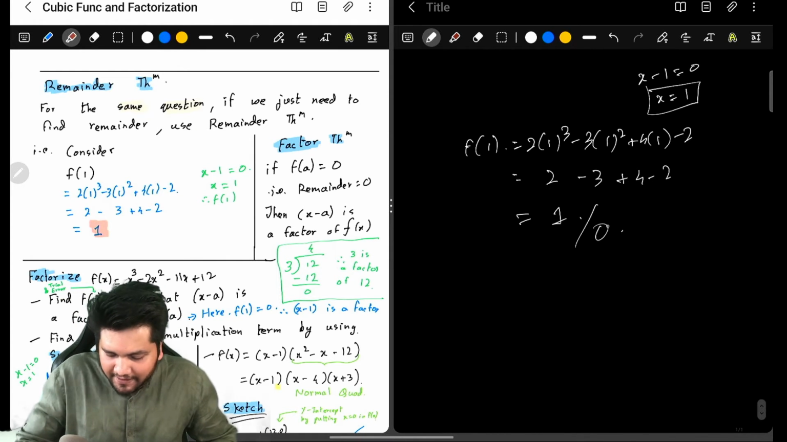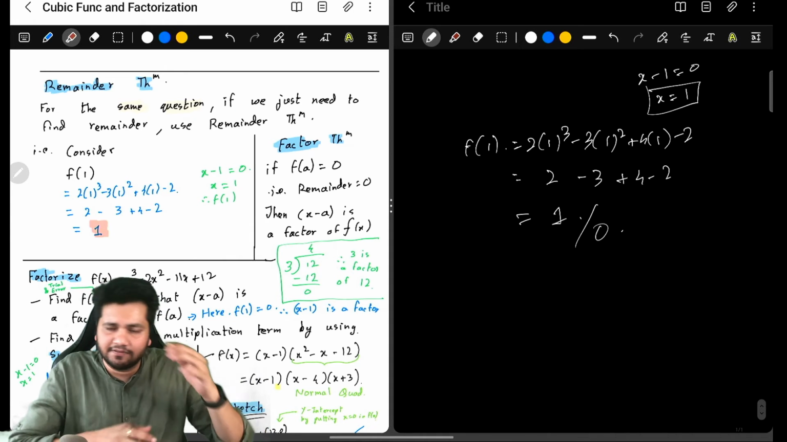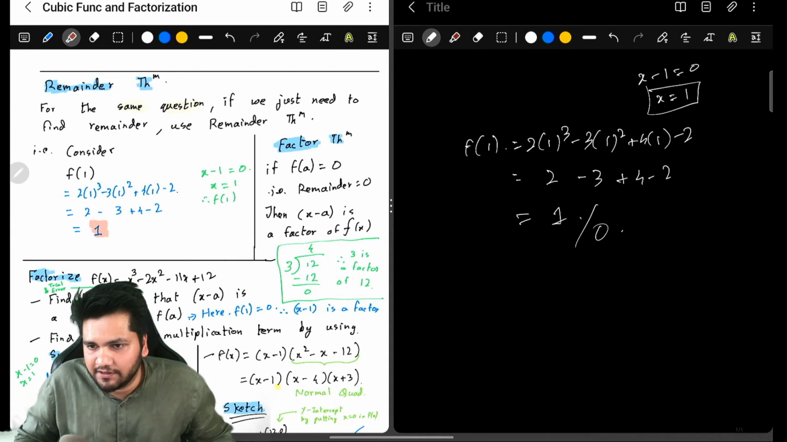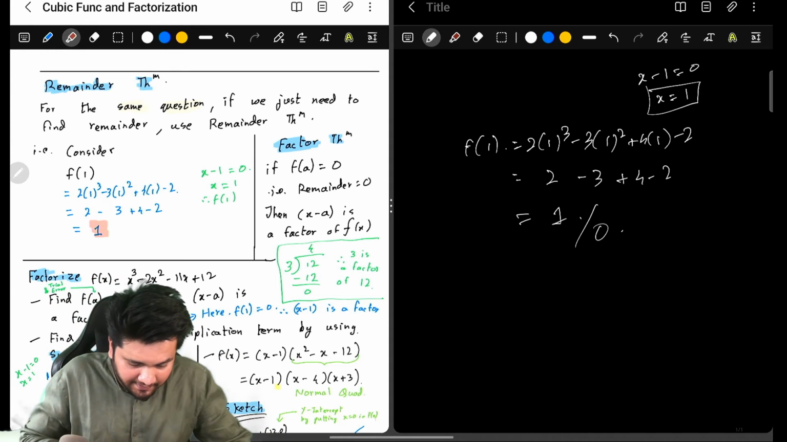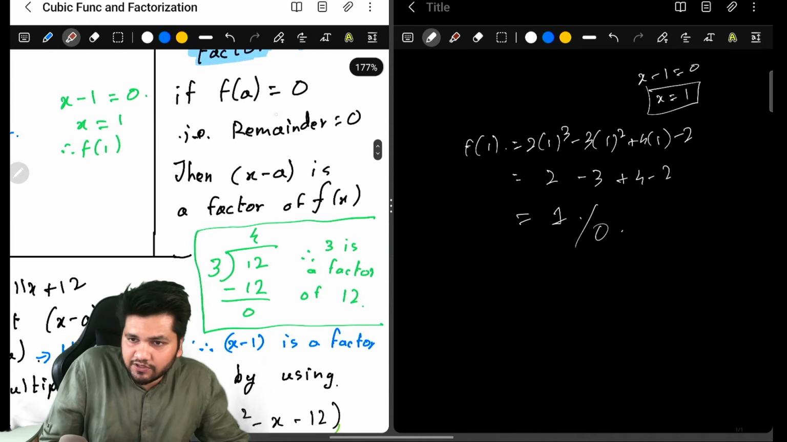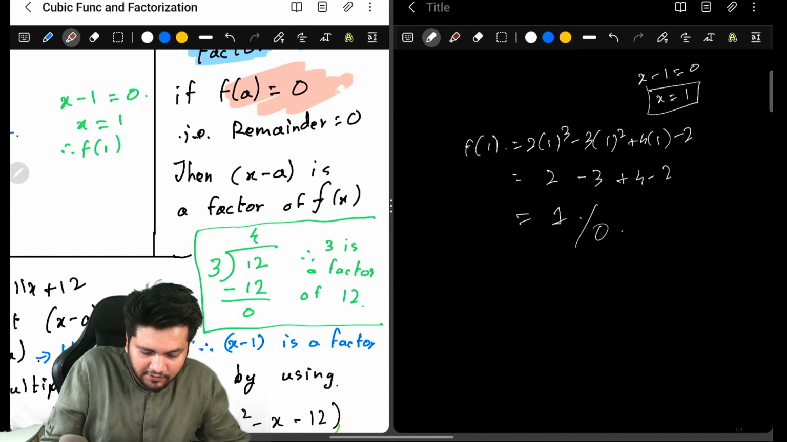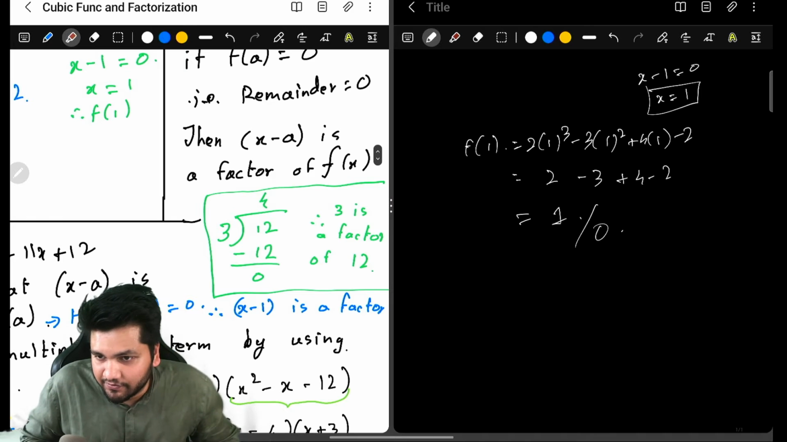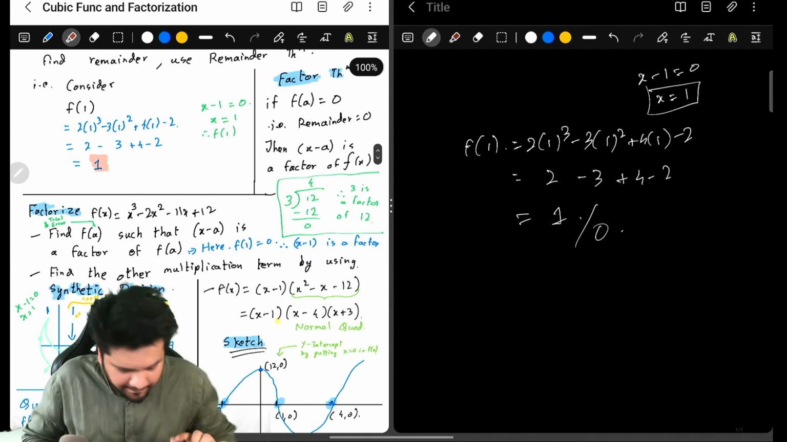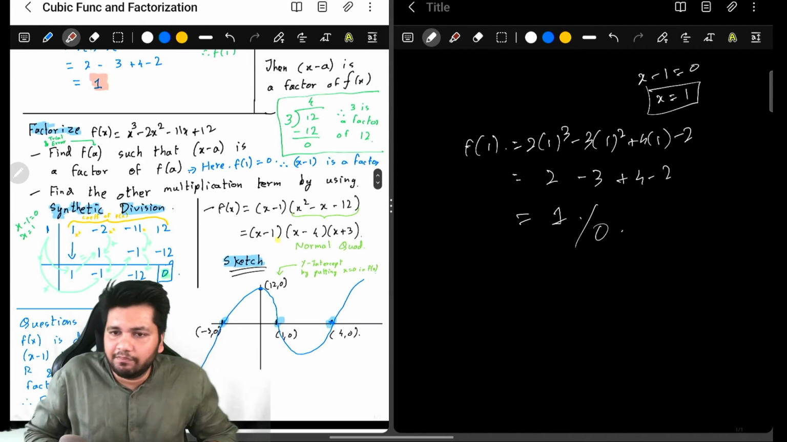Similarly, in polynomials, if I get 0 as the remainder, then that x minus 1, x plus 2, whatever it is, is going to be a factor. Remember, if f of a is equal to 0, that is, the remainder is 0, then x minus a is a factor of f of x. Okay. Now what about complete factorization?